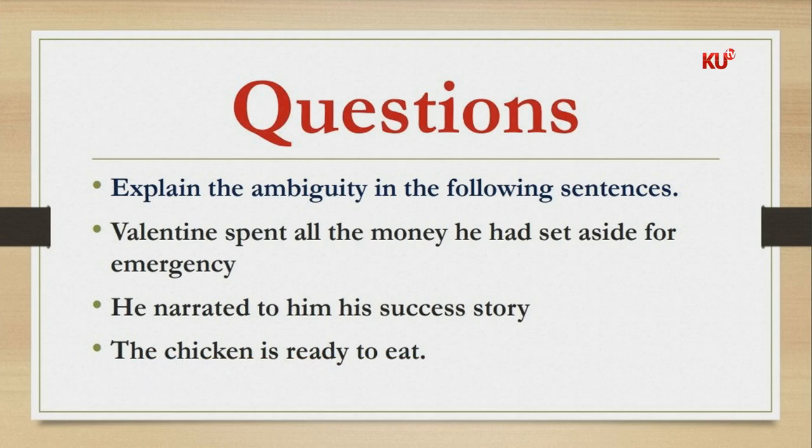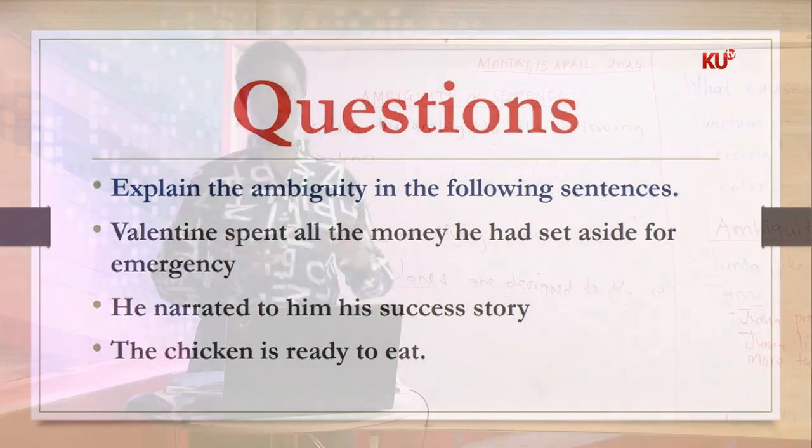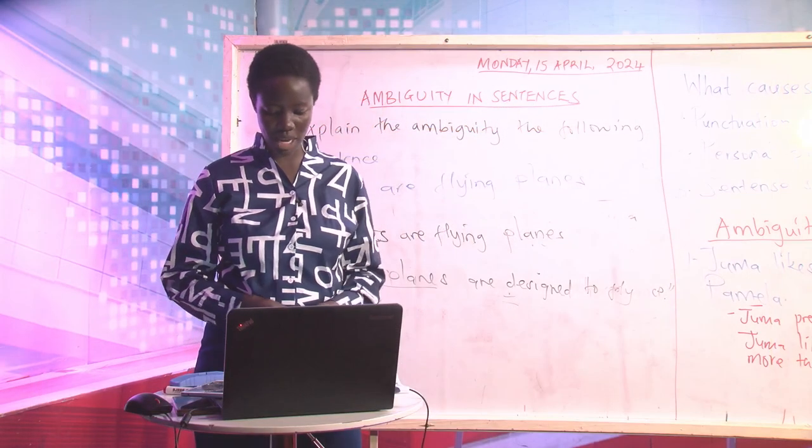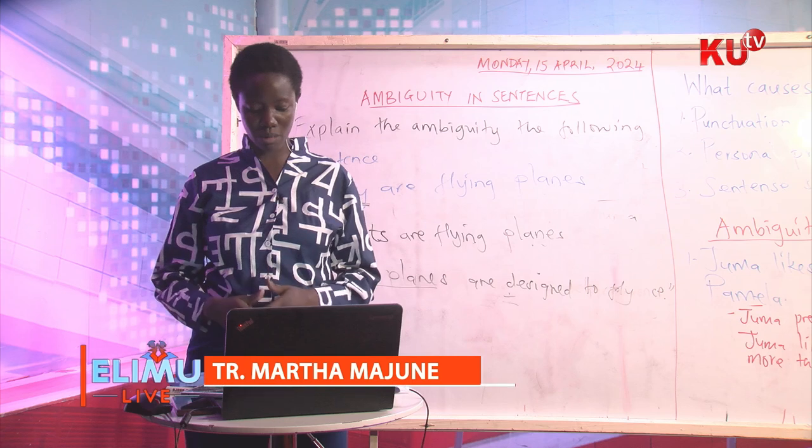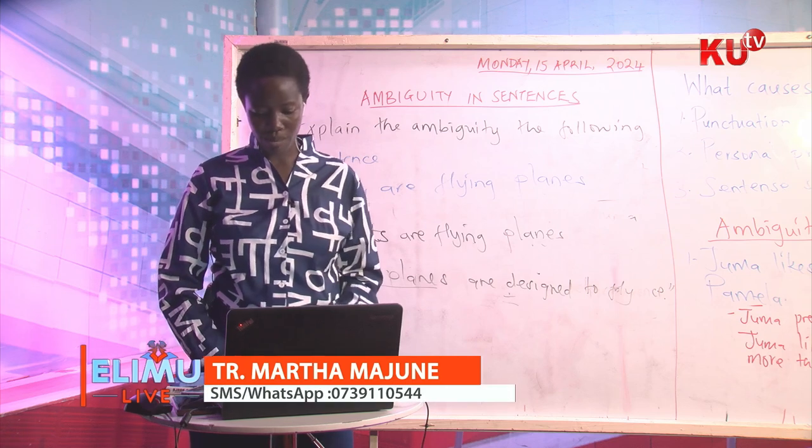Our third sentence was, the chicken is ready to eat. So we have the chicken that is cooked, and so you can enjoy that meal. And again, we now have the chicken, the bird, and the birds are ready to eat. So in this case, it's the bird, which is the chicken, that is ready. Maybe they were supposed to be caged somewhere for one hour, and so once they leave that place, they're supposed to eat. So they are ready to eat.